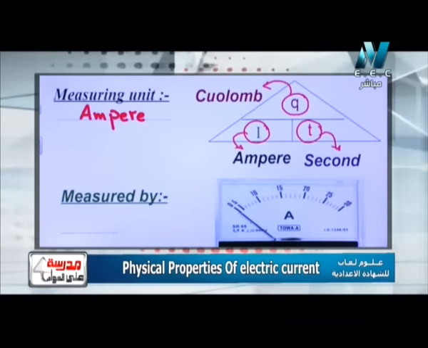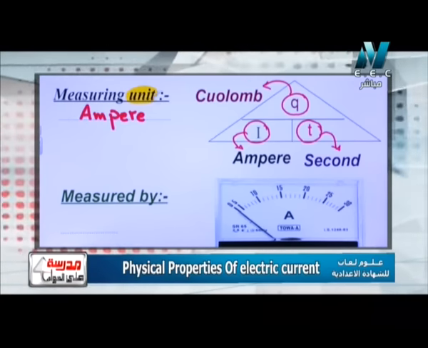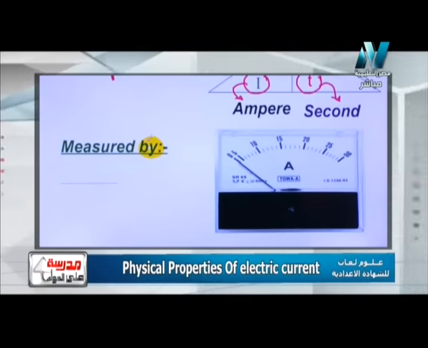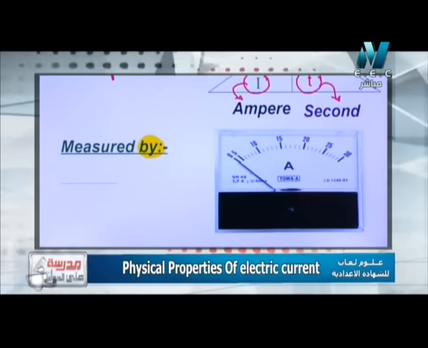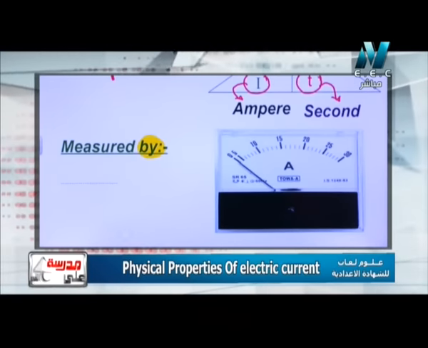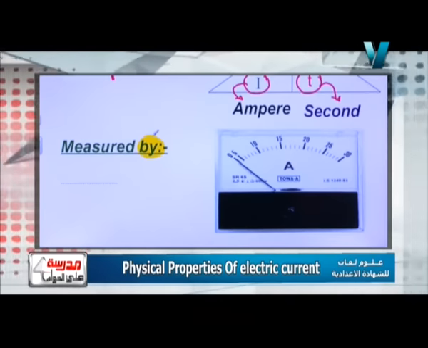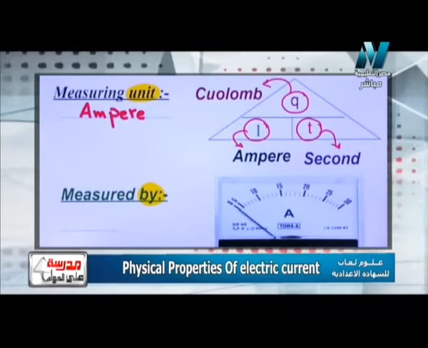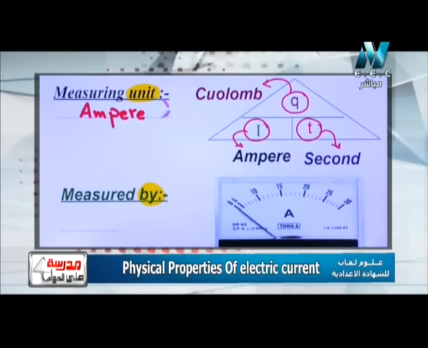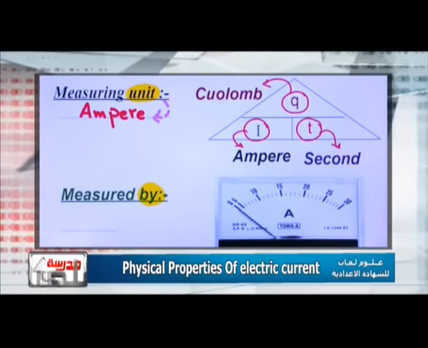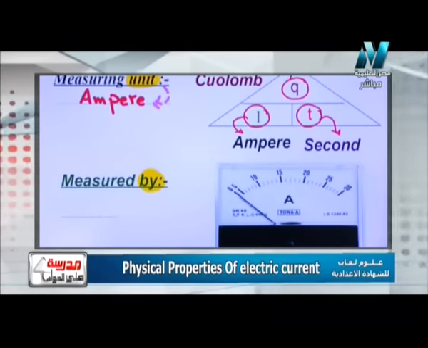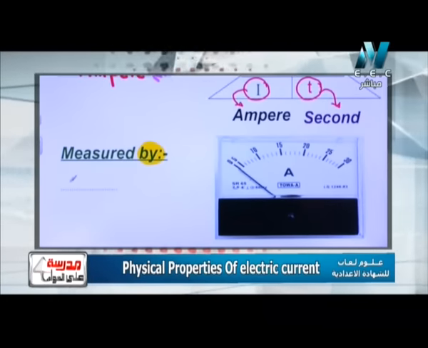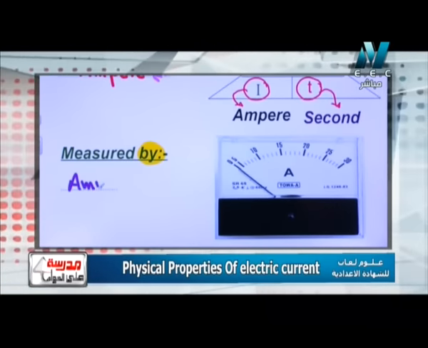We have to differentiate between measuring units and what is measured by. We ask about the device used to measure the electric current intensity. So we know now the measuring unit of electric current intensity is ampere, and the device used to measure the electric current intensity is called a meter.